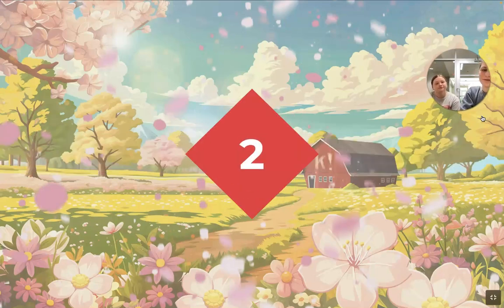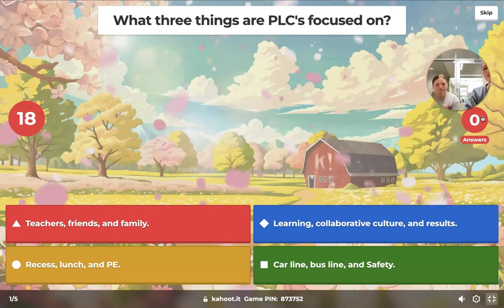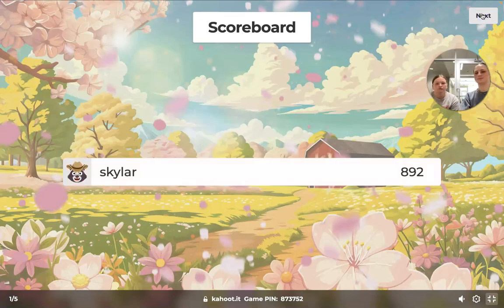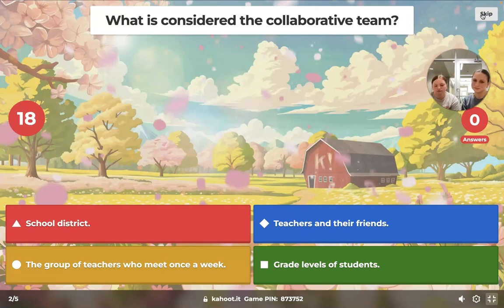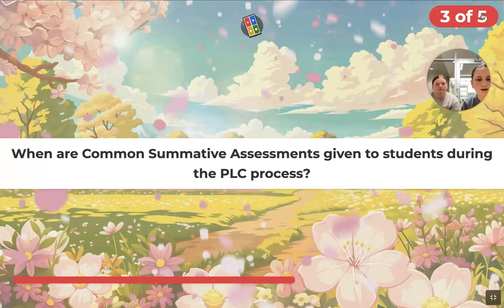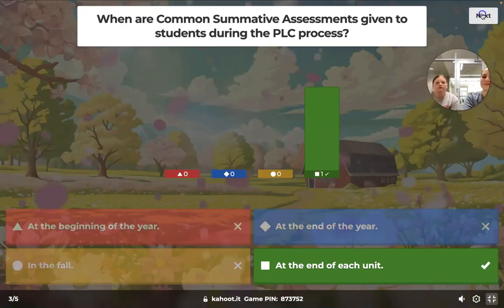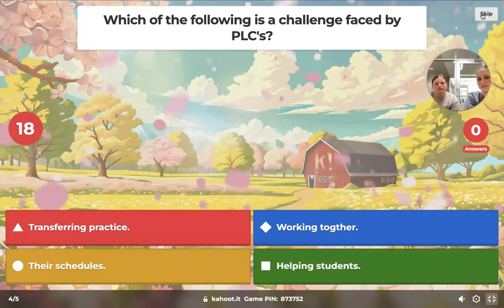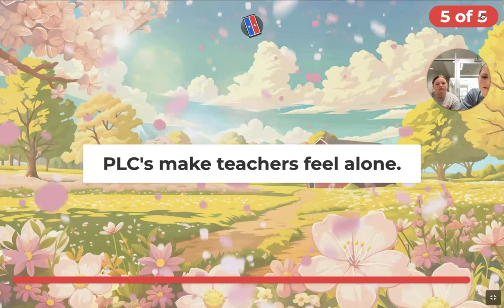Professional learning communities. The first question is, what three things are PLCs focused on? The second question, what is considered the collaborative team? The third question is, when are common summative assessments given to students during the PLC process? Which of the following is a challenge faced by PLCs? And the last question is, PLCs make teachers feel alone, true or false?